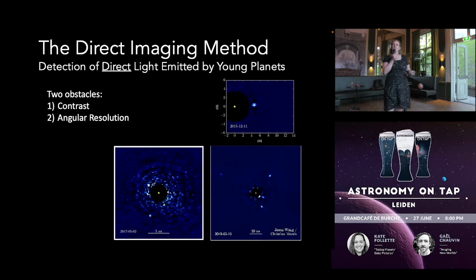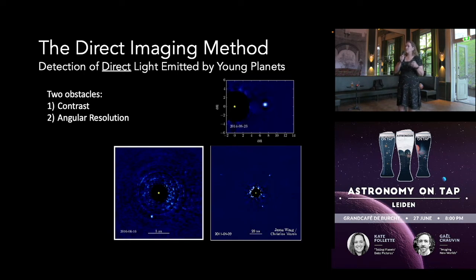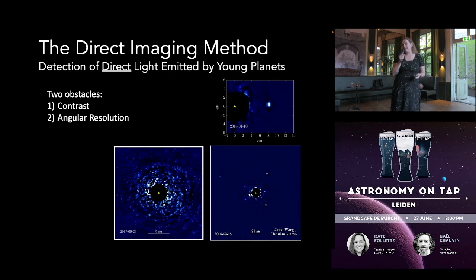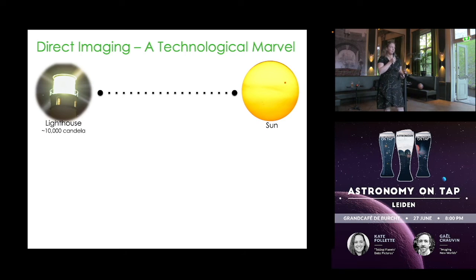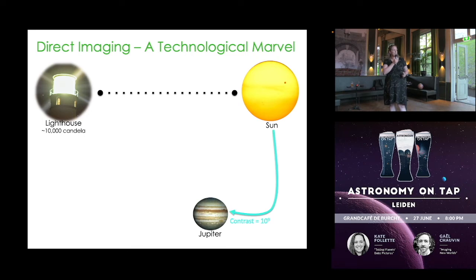There's another thing I think we should talk about, which is basically that the technology is really impressive. We have two huge obstacles to overcome in terms of being able to take these images. So the fact that we can detect exoplanets directly is pretty amazing. Let me tell you why that is, and I want to create an analogy here. The sun is to a lighthouse as Jupiter is to something. Jupiter, by the way, has a contrast, which is the ratio of the brightness of the planet to the star, of 10 to the 9, or 1 in a billion.